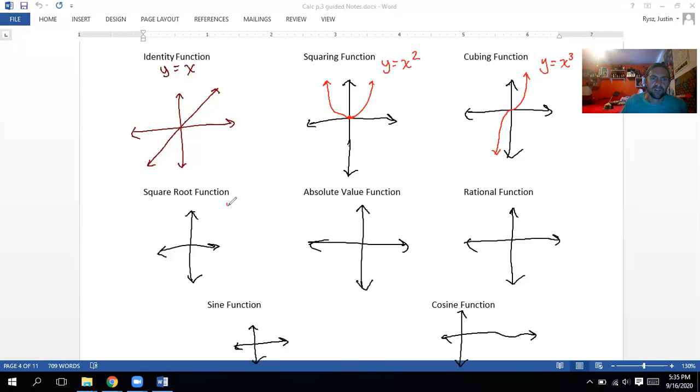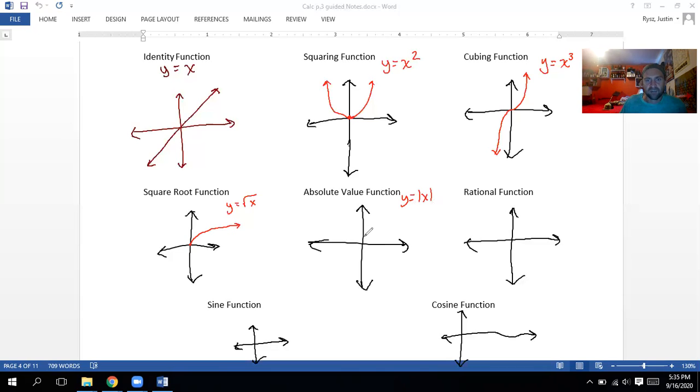All right, square root function, y equals the square root of x. Now, for the square root function, we're only looking at the positive. It's not plus or minus, so it's just the positive part. So it starts down here and is a sideways parabola. Absolute value.